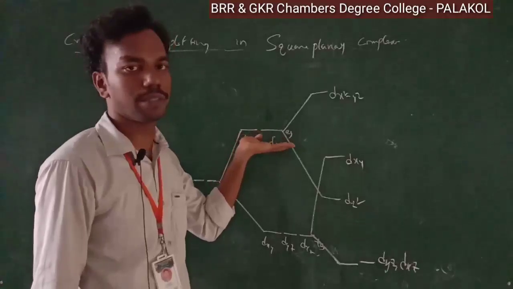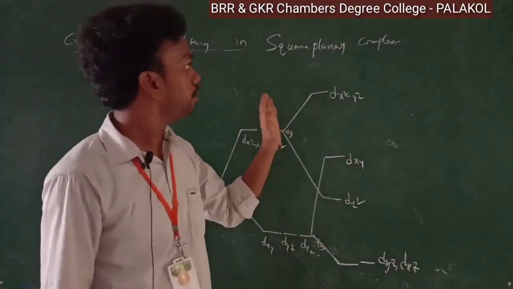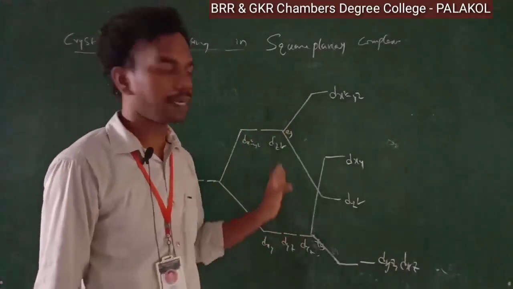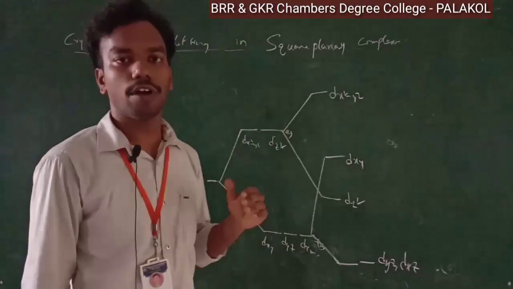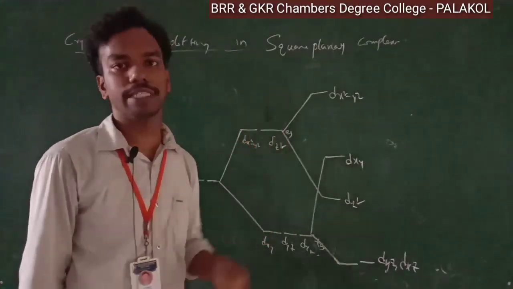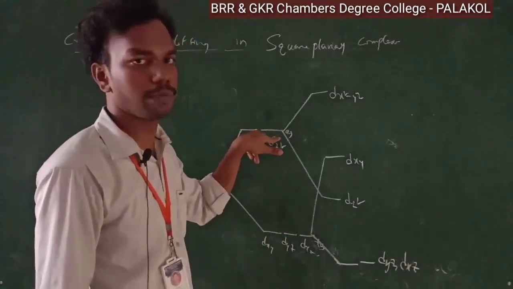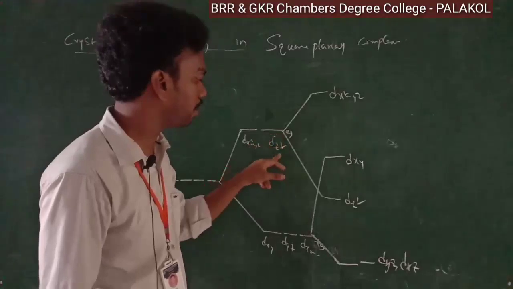That means one set of orbitals has higher energy, and the t set of orbitals has lower energy. Up to here, the splitting is the same as octahedral. But next, what is the difference between octahedral and square planar? In octahedral, there are two ligands along the z axis, but in square planar there are no ligands along the z axis. So here further splitting takes place because these two orbitals are not the same energy, because there are no ligands along the z axis.